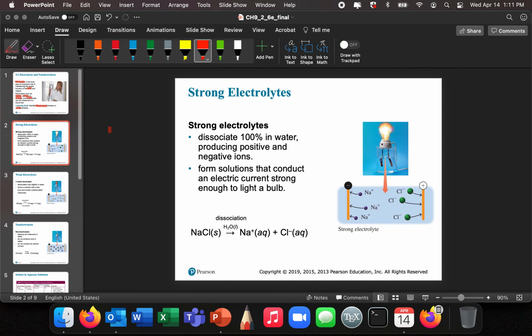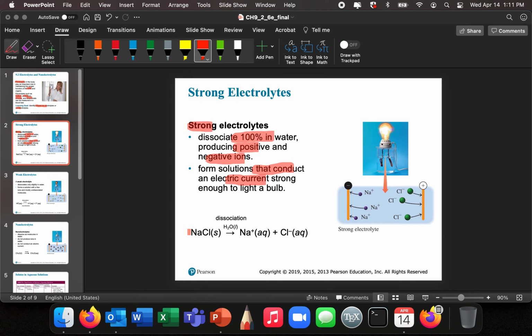First of all, electrolytes essentially can conduct electricity. Strong electrolytes dissociate 100% in water. They produce positive and negative ions, and they form solutions that conduct electric current strong enough to light a bulb, which you saw in some of the videos for lab.